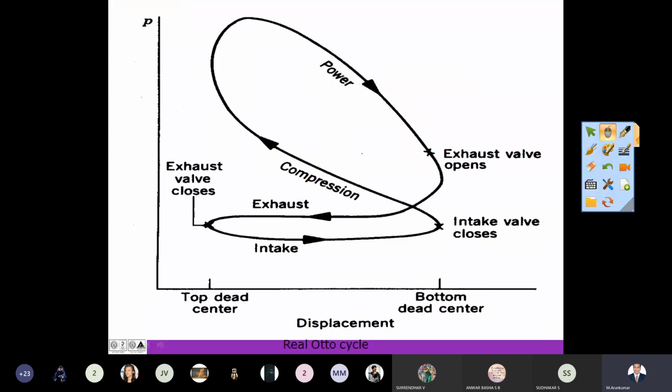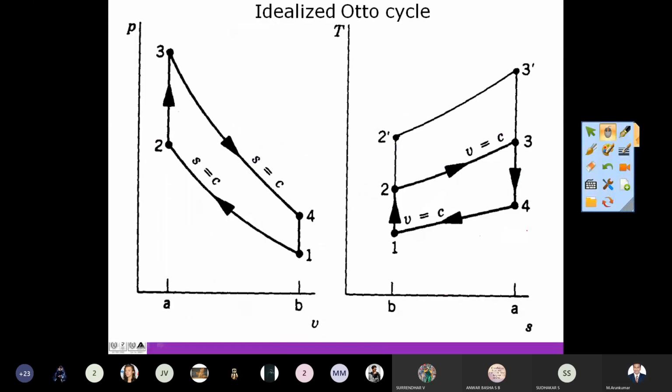So this is a real Otto cycle PV diagram that you know already. So this is compression, power, then exhaust, intake. So this is a real Otto cycle PV diagram. Then this is the idealized Otto cycle PV diagram. So we can have the ideal Otto cycle PV diagram like this.